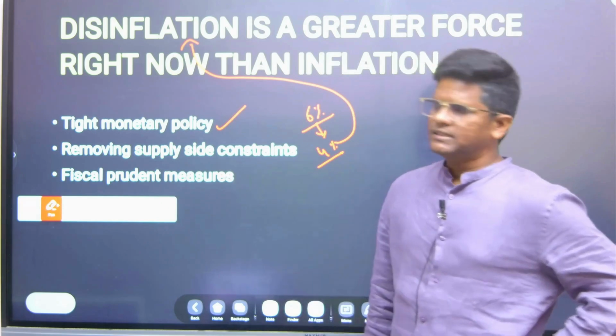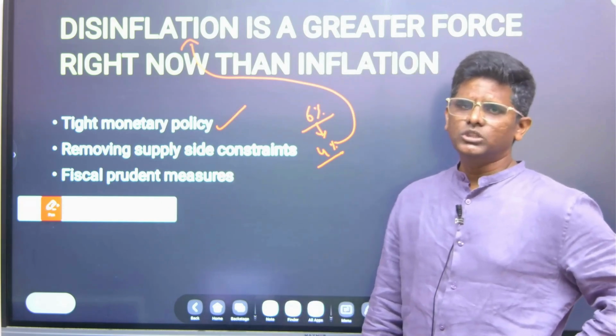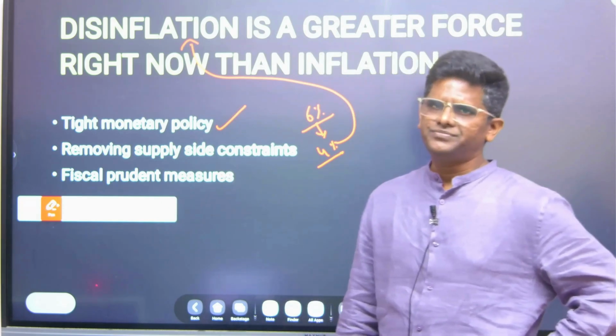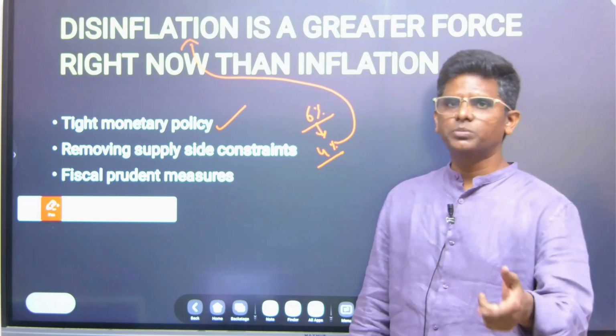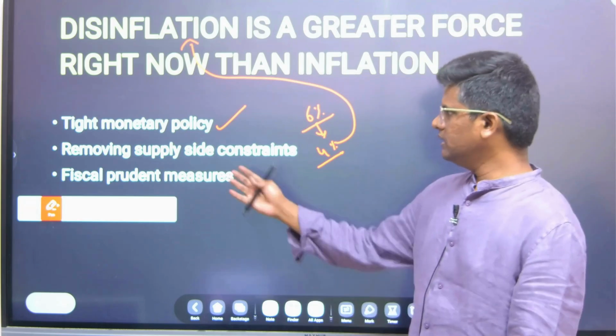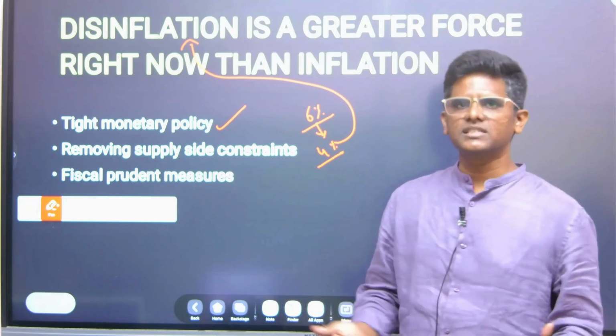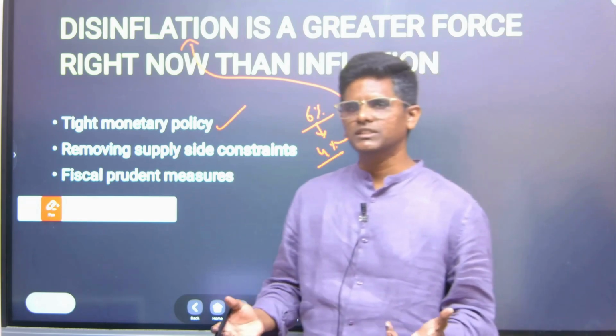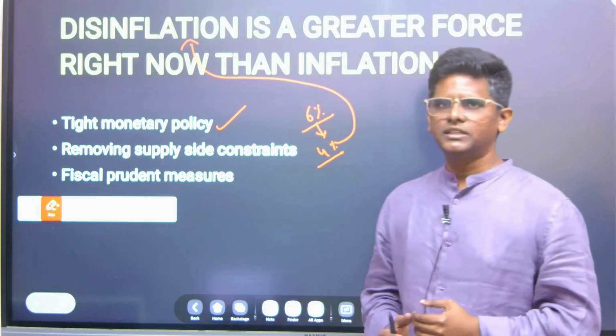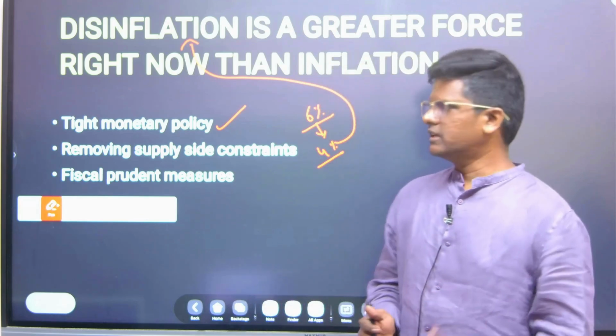Another reason is removing supply side constraints. Usually there is a trend of inflation when demand outpaces supply. But if we can ramp up the supply by removing the constraints and improving efficiency, supply also matches the demand, and so inflation will reduce.